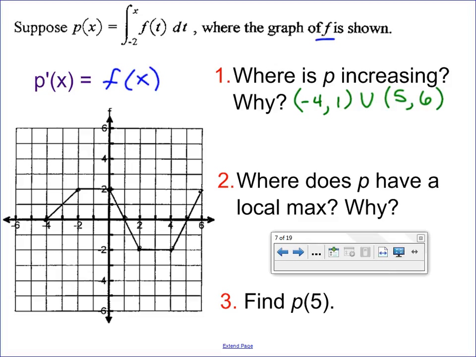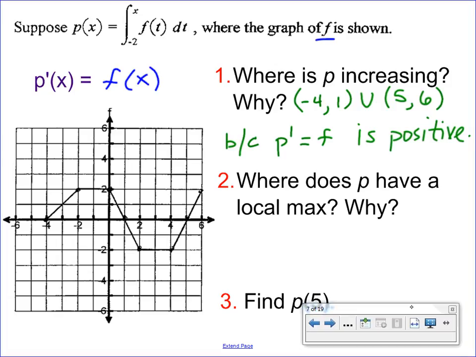So what would our reason for that be? Courtney? Because p prime equals f is positive on those intervals. Absolutely, good job. So we always want to make sure that we're using a calculus reason. So the calculus would be a derivative, one or more of the derivatives.